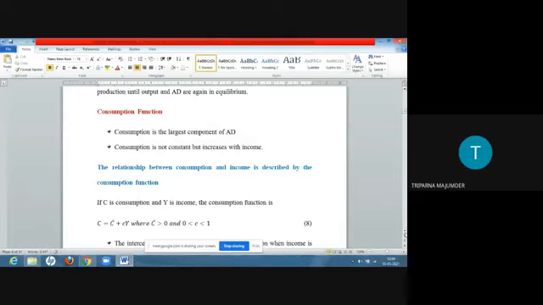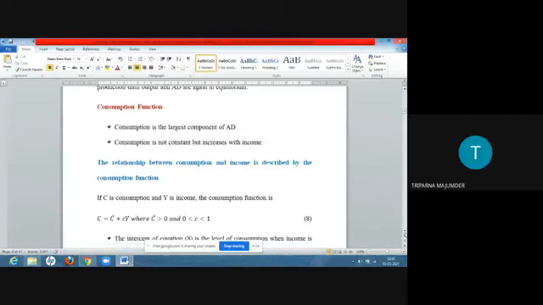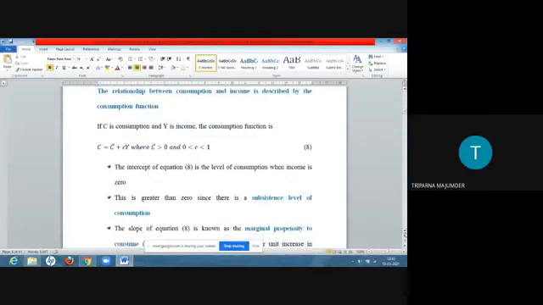What is the level of consumption? That is given by C bar. That is known as subsistence level of consumption. Everyone needs it to survive. And what is small c? It is marginal propensity to consume. That is, with the unit increase in income, by how much does the consumption change? So this will give us the slope of the consumption function.